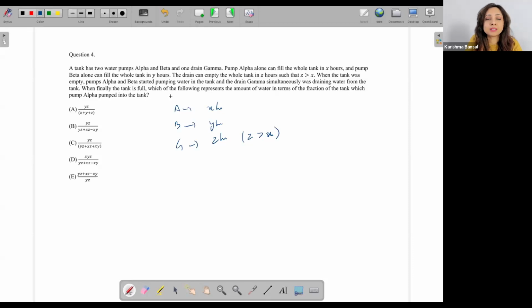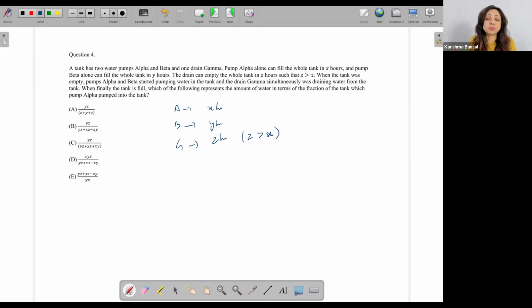When the tank was empty, pumps alpha and beta started pumping water in the tank and the drain was draining. When finally the tank is full, which of the following represents the amount of water, in terms of the fraction of the tank, which pump alpha pumped into the tank? So all three are working together, alpha, beta, and gamma, and when the tank was full, how much work had alpha done?